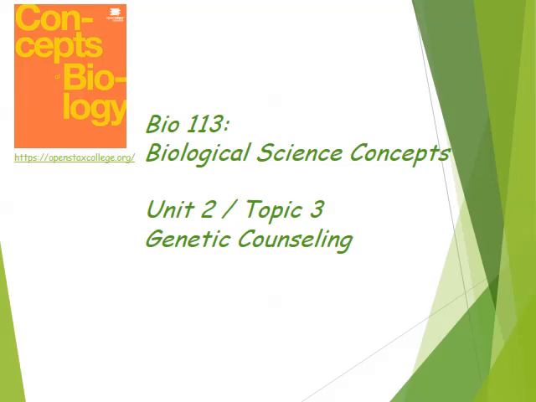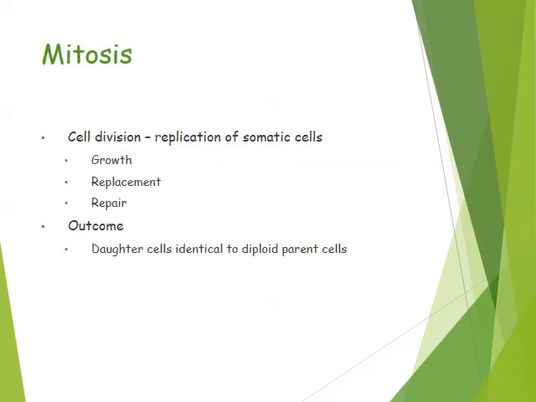Our next topic is genetic counseling. There are two types of cell division that occur in the human body. The first is mitosis. This is the type of cell division that occurs in your somatic cells, or your body cells. The purpose of mitosis is to allow for growth. So think of an infant growing into a child and an adult. You're going to need more cells for growth to occur.